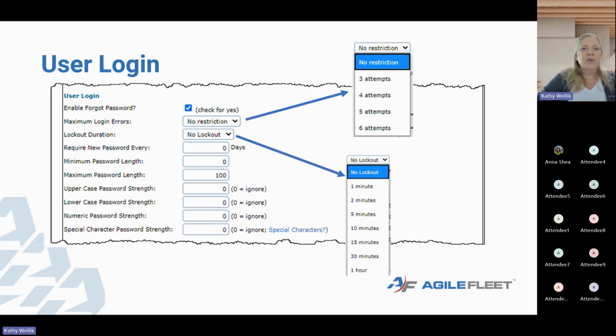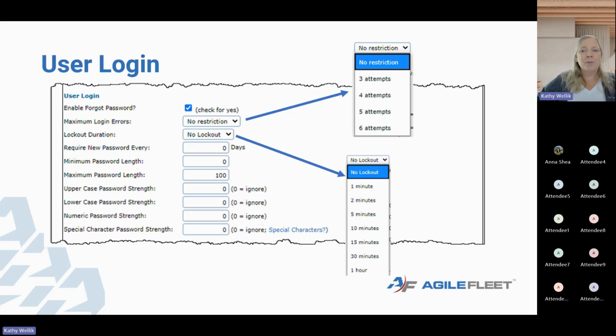Now we're going to go on to that user login. So these fields determine the behavior of FleetCommander regarding the logins and passwords that you have set up. So you can enable forgot password, and in doing so, this parameter determines whether FleetCommander will display the option to select forgot password on the login page. So the maximum login errors, this parameter determines how many login attempts with incorrect passwords can happen before somebody gets locked out of the system.